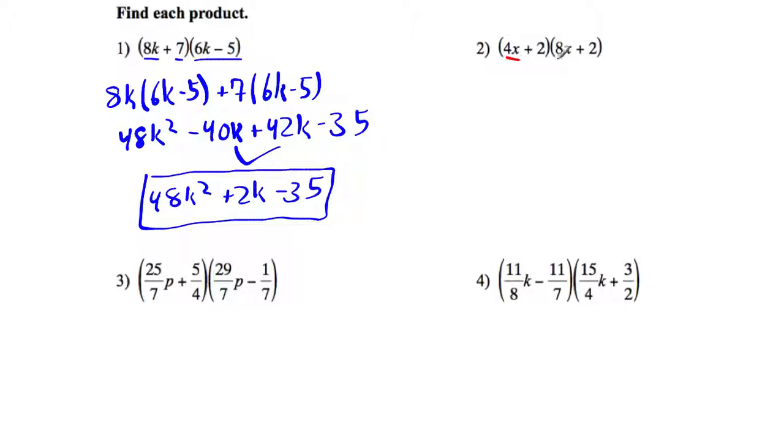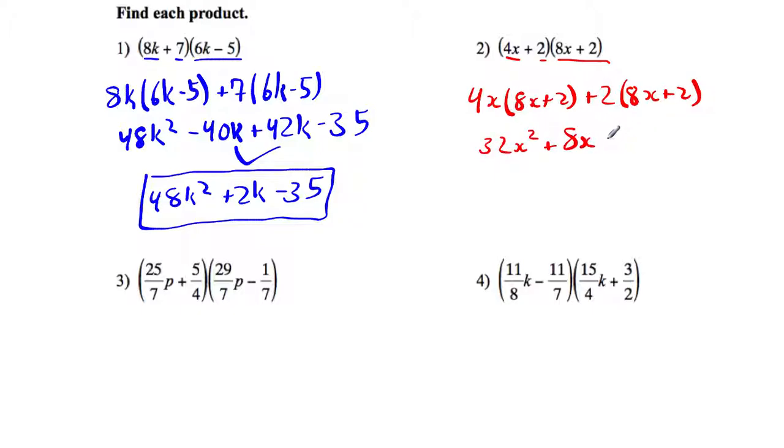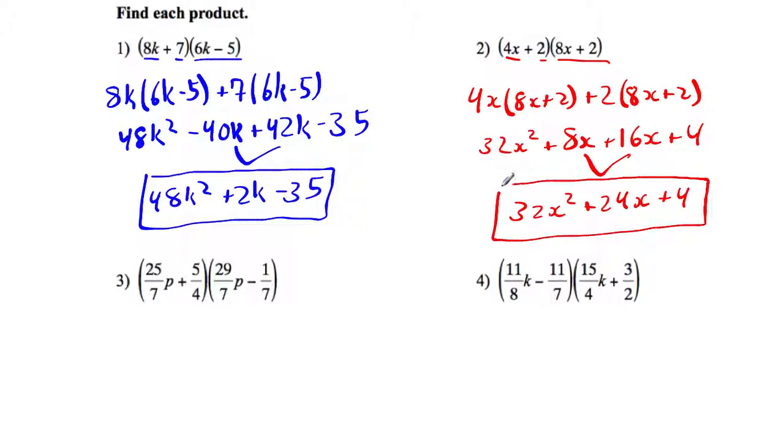And same thing with number 2. We want to take each term in the first parenthesis and multiply it by the second parenthesis. So 4x times 8x plus 2 times 8x plus 2. So I get 32x squared plus 8x plus 16x plus 4. Combine the two middle terms. So 32x squared plus 24x plus 4. Don't factor out anything.